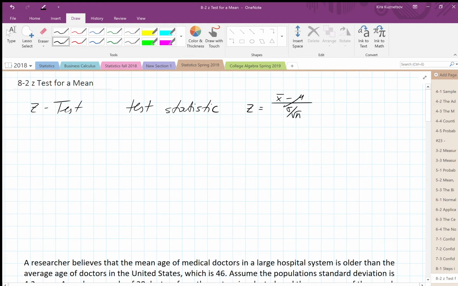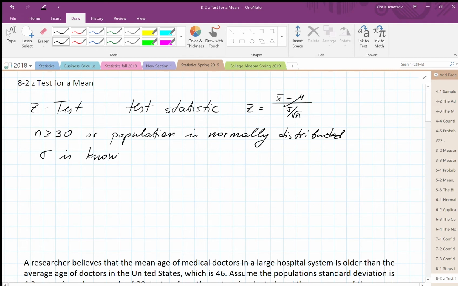The assumptions in order to use the z-test are that n is greater than or equal to 30, or the population is normally distributed. And another big thing is sigma is known. If the two assumptions are met, you can go ahead and use the z-test.